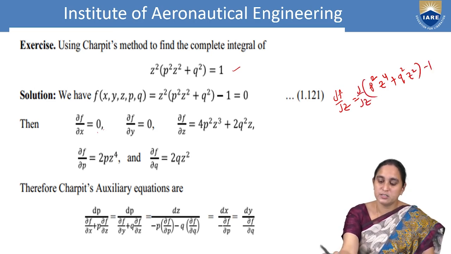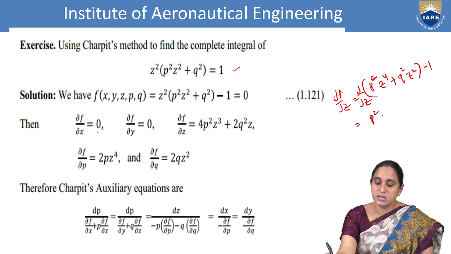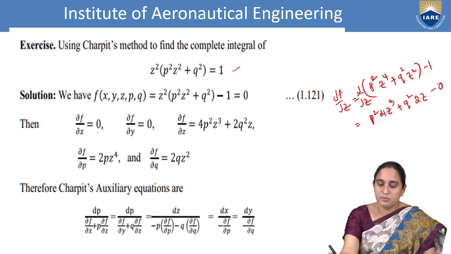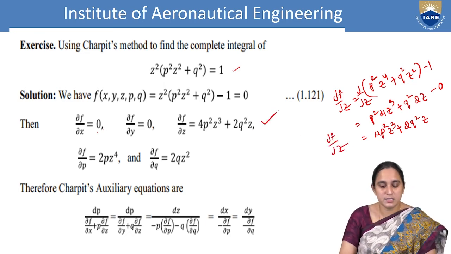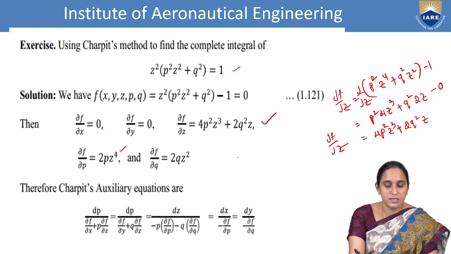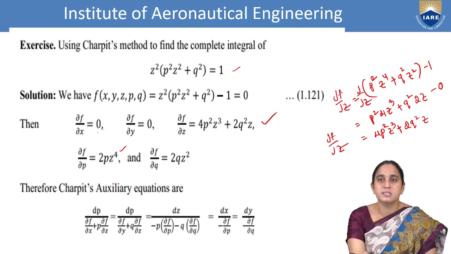Okay, differentiate now with respect to z. That is p square into z power 4, differentiation is 4 into z cube, plus q square into 2z, and 1 differentiation is 0. Therefore, with respect to z, 4p square z cube plus 2q square z, that is dou f by dou z. Next, differentiation with respect to p. Then 2p, p square differentiation is 2p into z power 4. That is 2p z power 4.